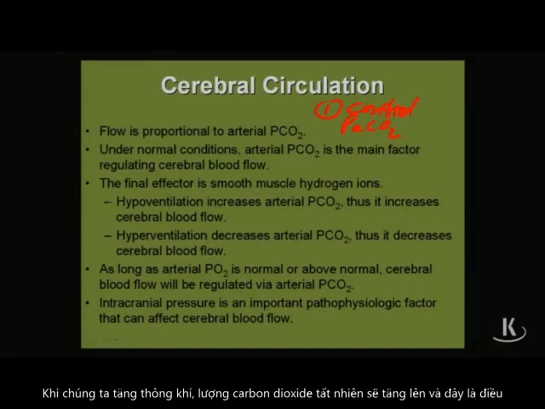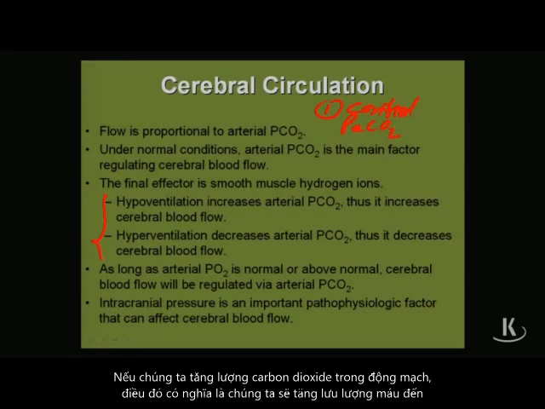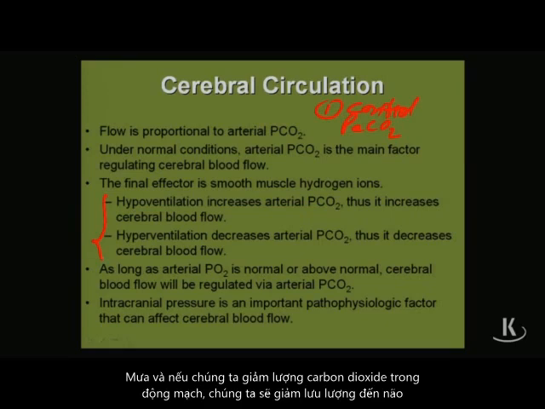And this is what we are saying to you in this slide. Now, if we increase arterial carbon dioxide, what does that mean? We will increase flow to the brain. And if we decrease arterial carbon dioxide, we will decrease flow to the brain.